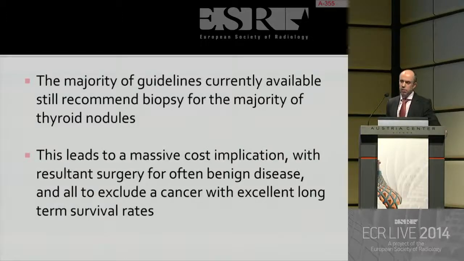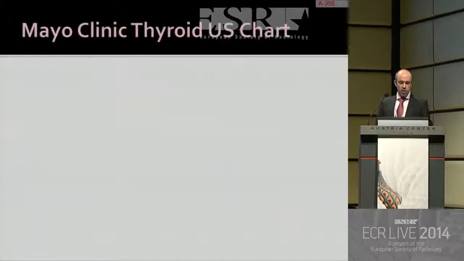But, as I said, the majority of the guidelines out there still recommend FNA of solid nodules greater than 10 millimetres in diameter, and this leads to a massive cost implication. There's a large amount of resultant surgery, often for benign disease, and this is all in a cancer with excellent long-term survival rates. So, with this in mind, I'll just introduce you to the Mayo Clinic thyroid ultrasound chart if you haven't seen this before.